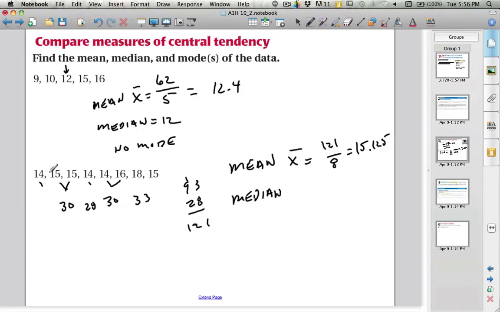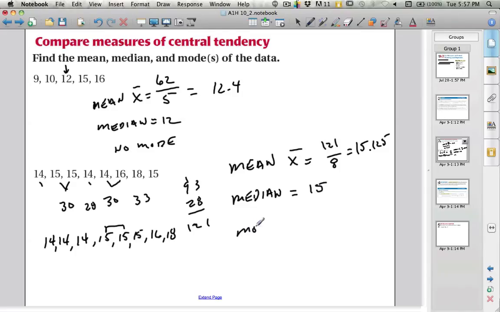If I want to find the median, I have to put them in order. And you can see that right now they're not in order. So I'm going to put them in order. 14, 14, 14. Then I have 3 15s. Then I have a 16 and an 18. Let's make sure I got them all. 1, 2, 3, 4, 5, 6, 7, 8. Okay, so 8, it's not an odd number. So the middle two would be numbers 4 and 5. And it's easy to find the average of those two because the average of 15 and 15 is 15.